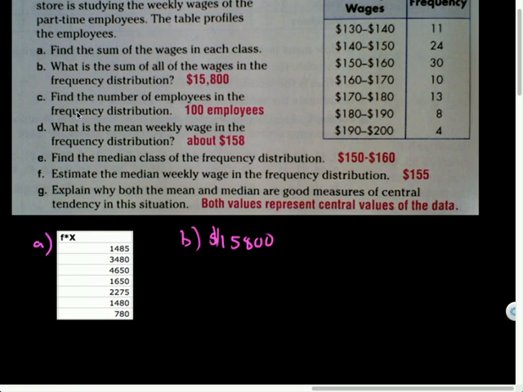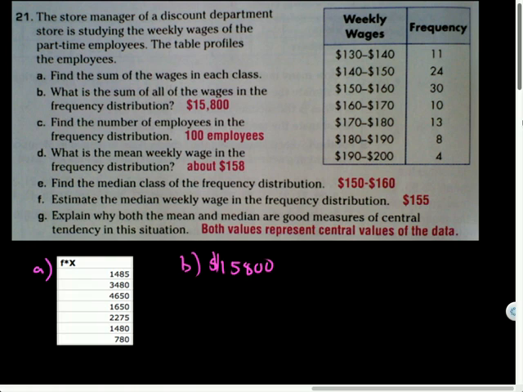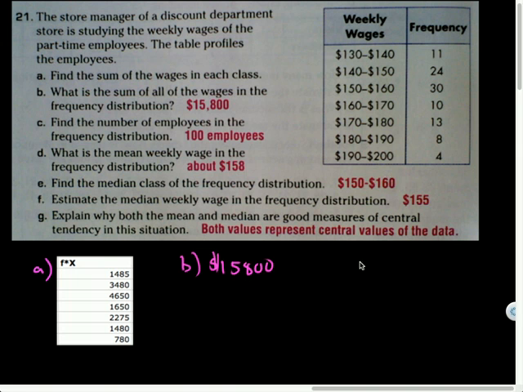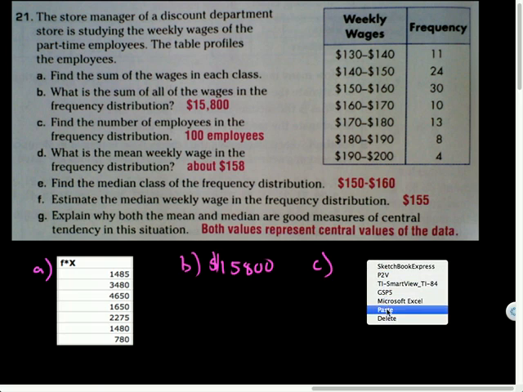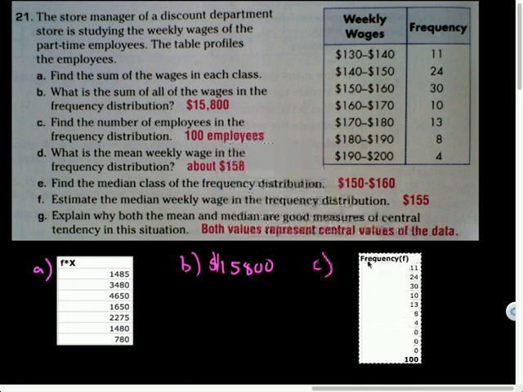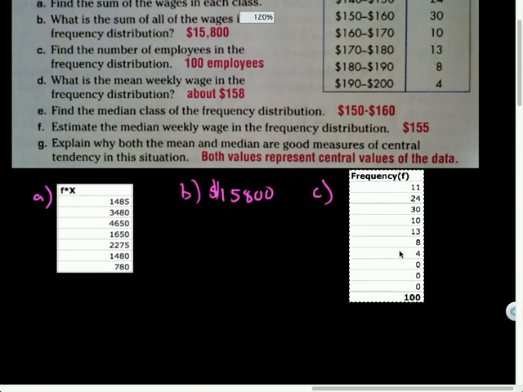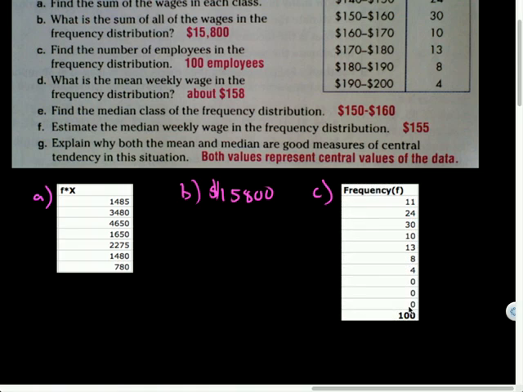And then it says, C, find the number of employees in the frequency distribution. Let's see, how many employees is he actually paying here? Well, I know how many are in each class, so if I just find the sum of the frequencies, right? So there's the 100 that it's referring to. Actually, I'll even zoom that in a little bit. Right, so there are 100 total employees.